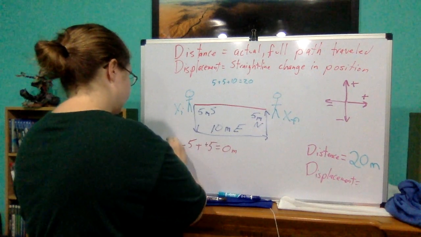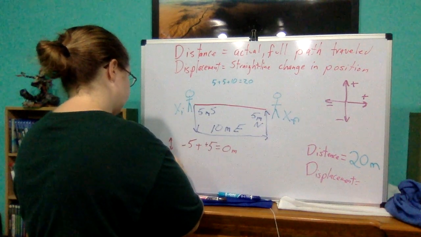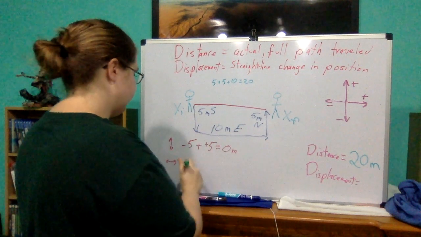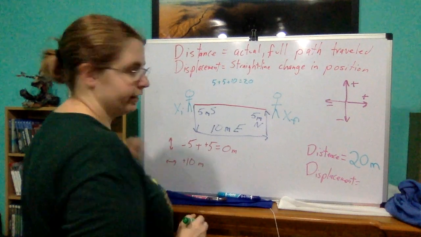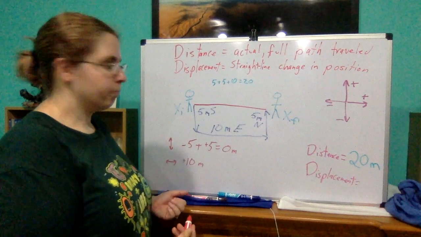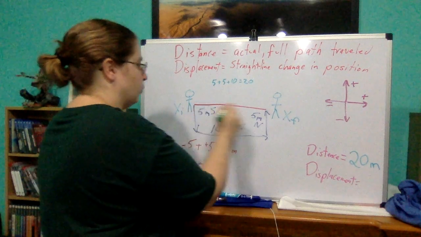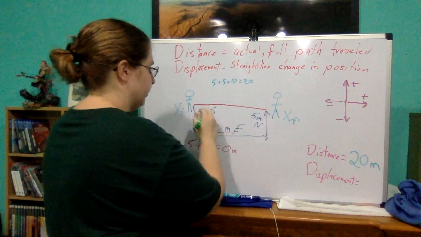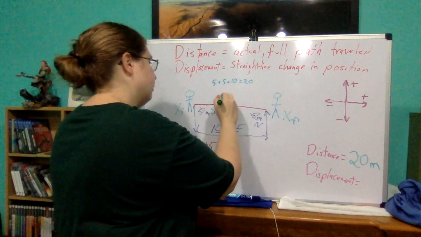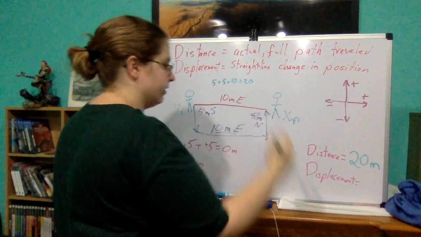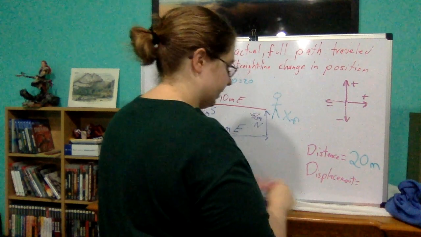And then, that's up and down. Left and right, we only have the one value. 10 meters, and it's going east, it's going to the right. So that means that this red line is simply this value, because these two cancel each other out. So we are left with 10 meters east as our displacement.